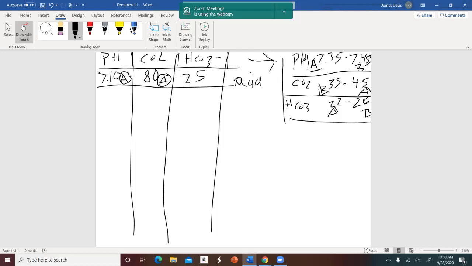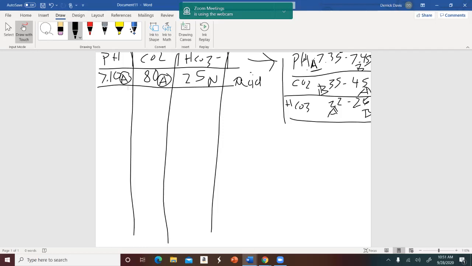All right, let's move on. Bicarb. Normal bicarb is 22 to 26 milliequivalents per liter. This is 25, so this is within normal limits. So I'll just write the letter N here for normal. So here I have an acidosis. Now I need to decide if this is acute or partially compensated. Now it's not compensated because the pH is outside of normal limits.